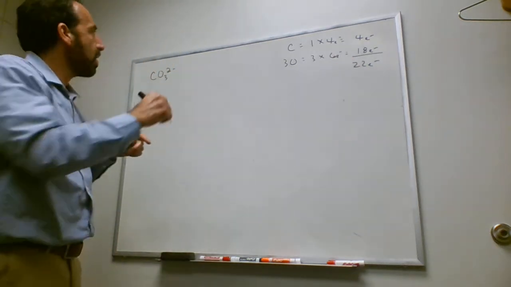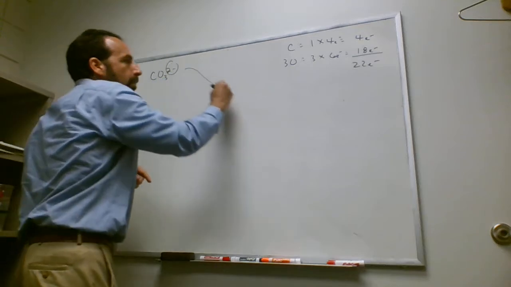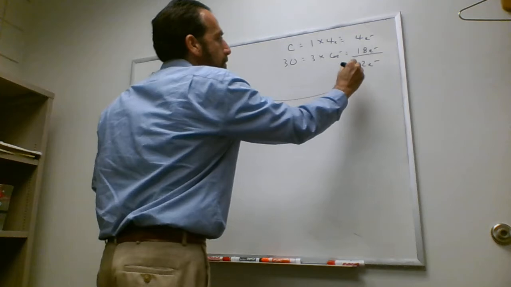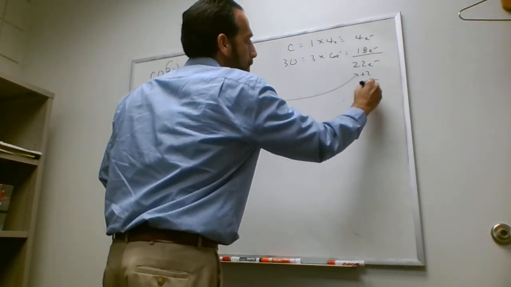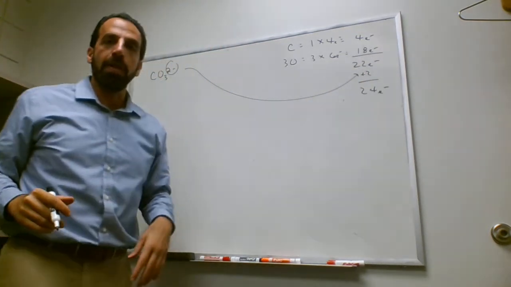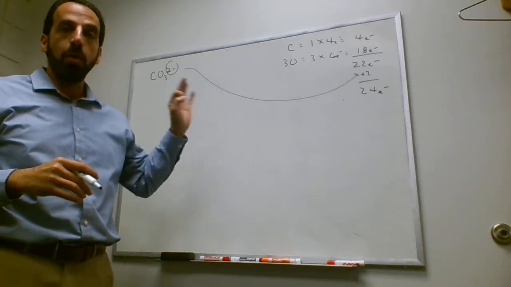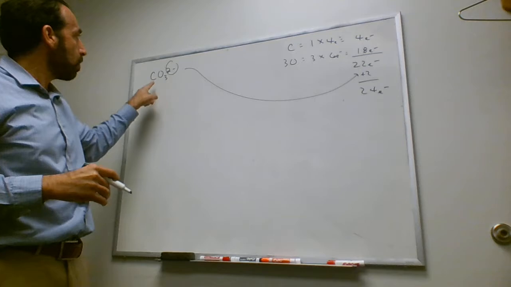Now this has a charge, it has 2 negative, which means now I have 2 extra electrons to play with. So plus 2, so I got 24 electrons. I'm going through the Lewis structure rules. I find a central atom. It's normally the one that's by itself, so it's going to be carbon.